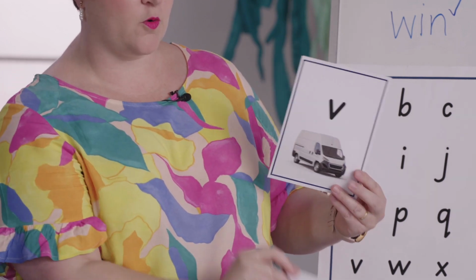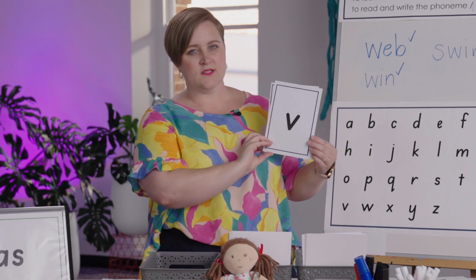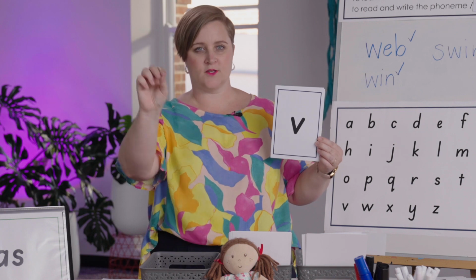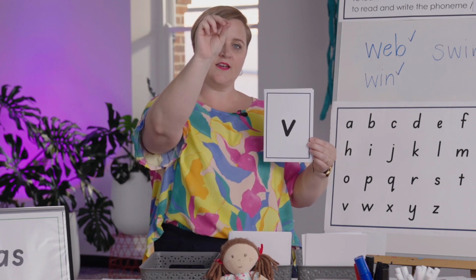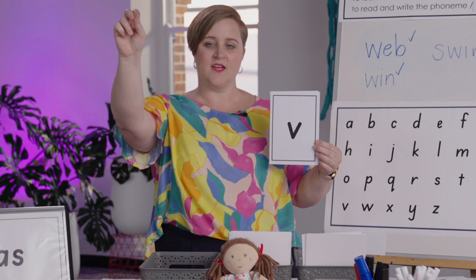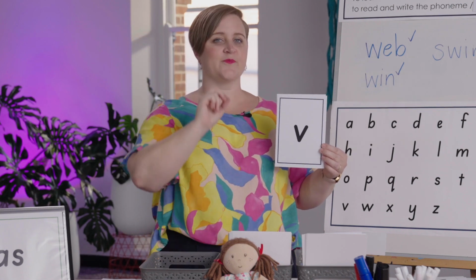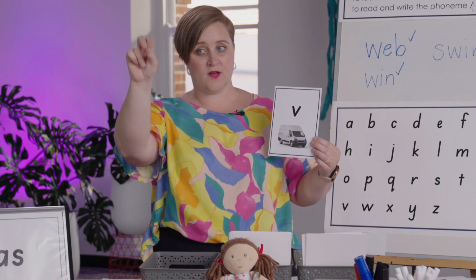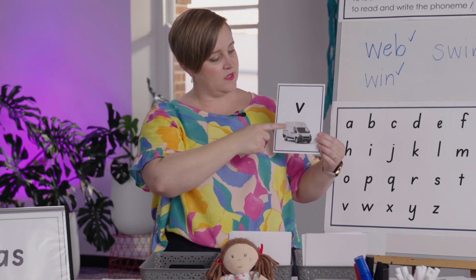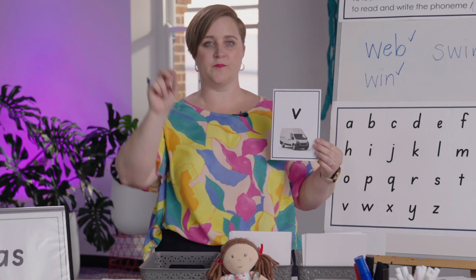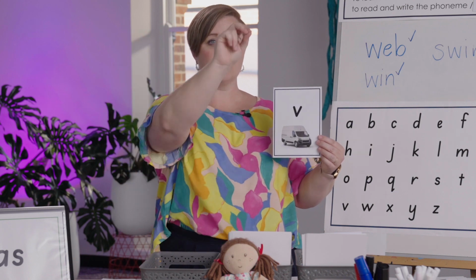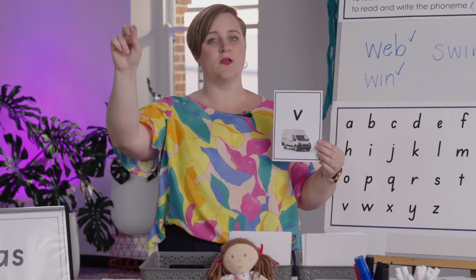Let me show you how we form that letter. It's a little bit like the letter w. Are you ready? We go slopey line down, slopey line up. Let's try that again. Down, up. Great job. So when we skywrite, we're going to do our skywriting and say v, van, v. Off we go. V, van, v. One more time, v, van, v.